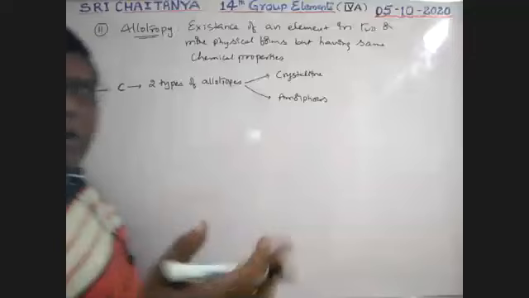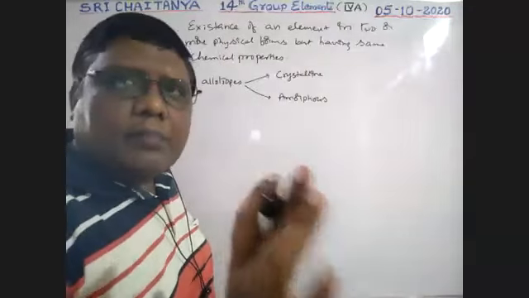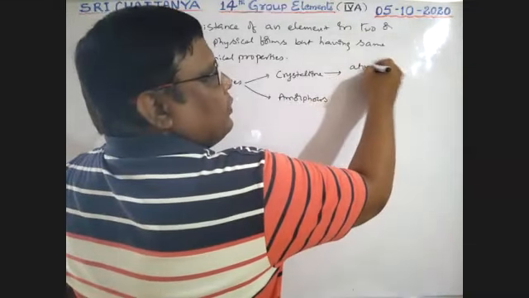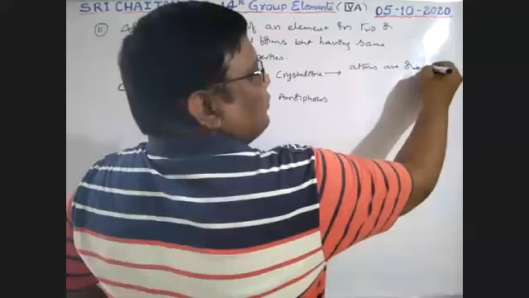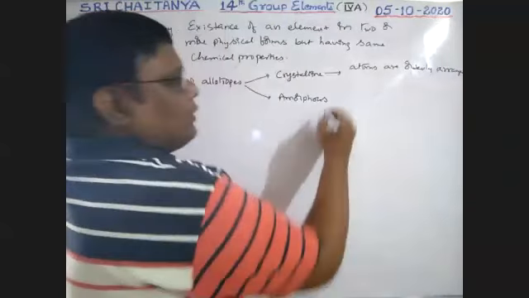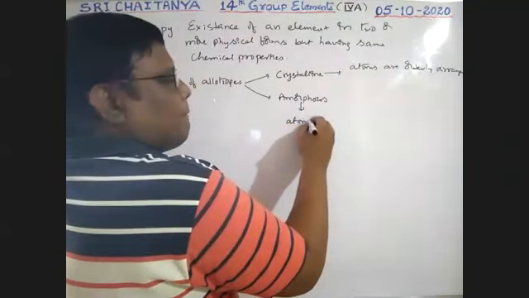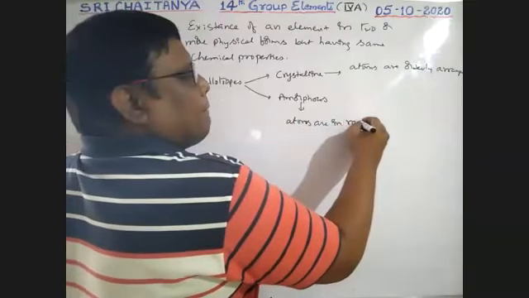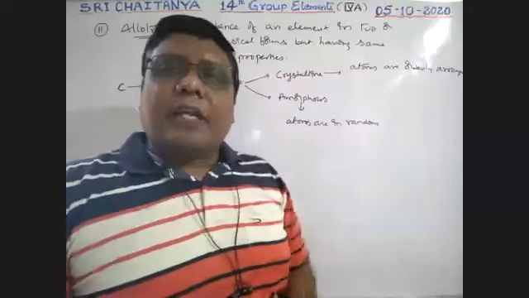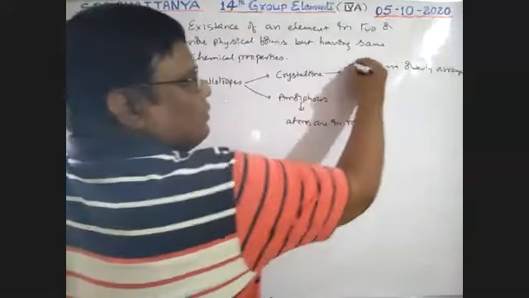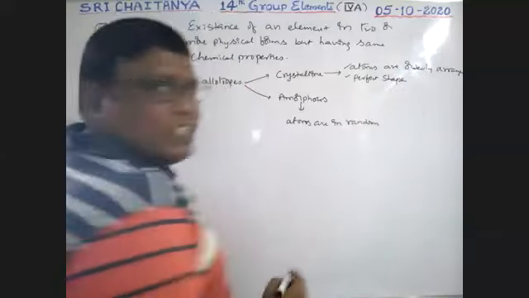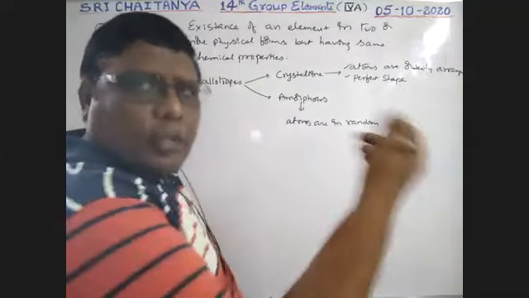So what are these crystalline form and amorphous forms? In crystalline form, atoms are orderly arranged. In amorphous form, atoms are in random. So atoms are not in order. This is random condition. But in crystalline form, atoms are orderly arranged perfectly. Because of that, perfect shape exists, just like our sugar crystals.